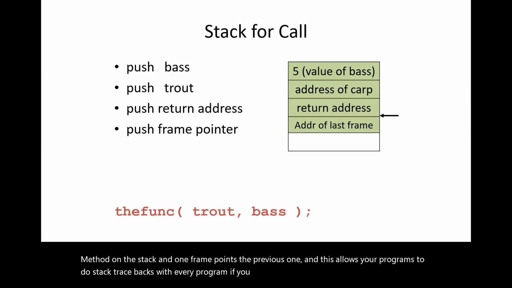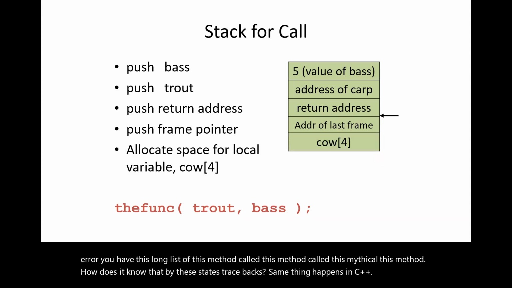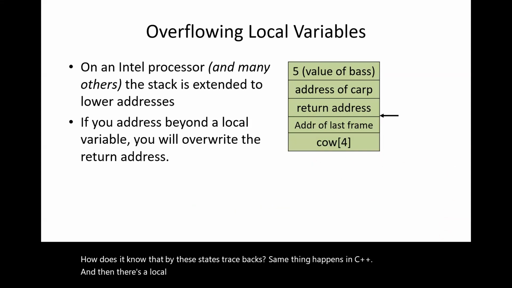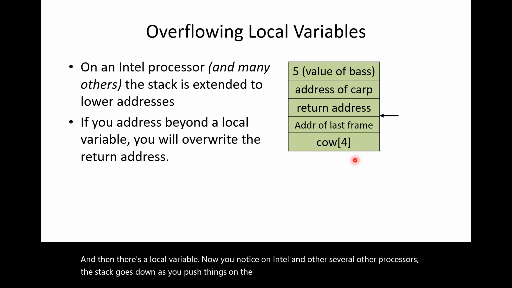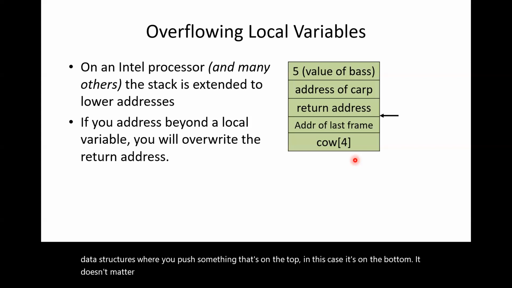Particularly, I noticed in Java, whenever you get a Java error, you have this long list of this method called this method called this method. How does it know that? By these tracebacks. Same thing happens in C++. Okay. And then there's the local variable. Now, you notice on Intel and several other processors, the stack goes down as you push things on the stack, unlike what you might have learned in data structures where you push something on the top. In this case, it's on the bottom. It doesn't matter. It's just memory. It puts it in the lower addresses.